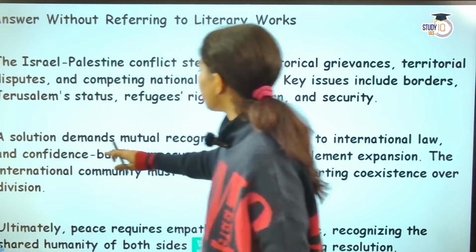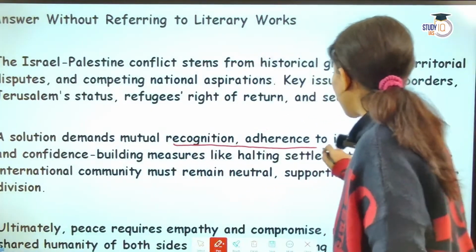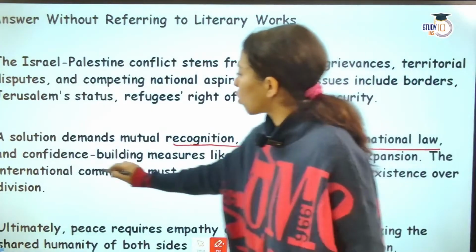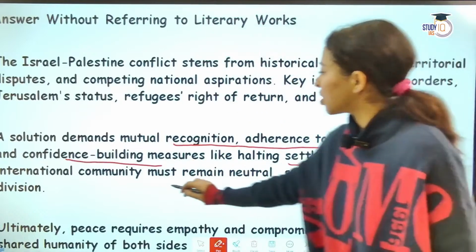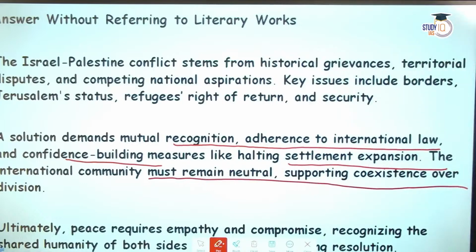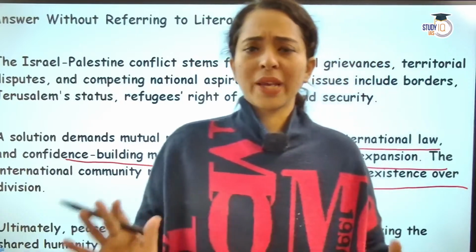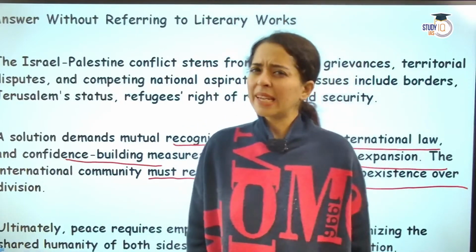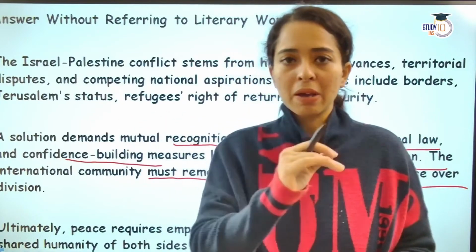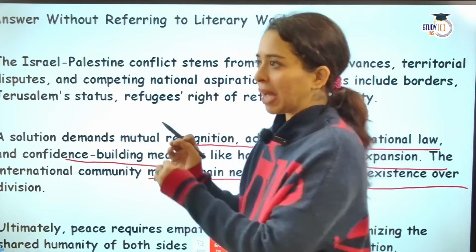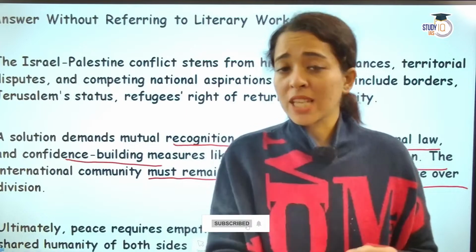A solution demands mutual recognition, adherence to international law, and confidence-building measures like halting settlement expansion. The international community must remain neutral, supporting coexistence over division. You are giving a very generic answer. Is there any element of empathy? Can we see any iota of empathy being shared here? Any degree of feelings or thoughts being shared here?